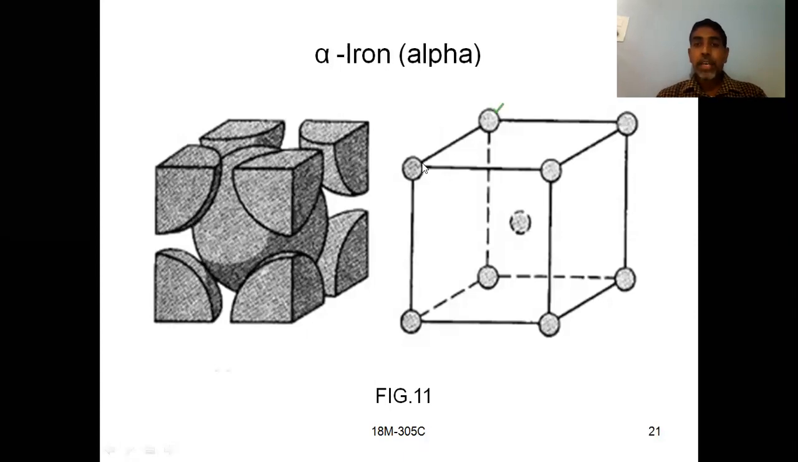So you have 8 corner atoms here and a central atom. At the corner atoms, a 1/8 portion of the atom is shared. In the structure of atoms we have discussed the effective number of atoms for the BCC structure. So here 1/8 into 8, 1, plus 1, gives 2 effective number of atoms. You can refer to the previous session videos for the effective number of atoms for BCC and FCC structures.